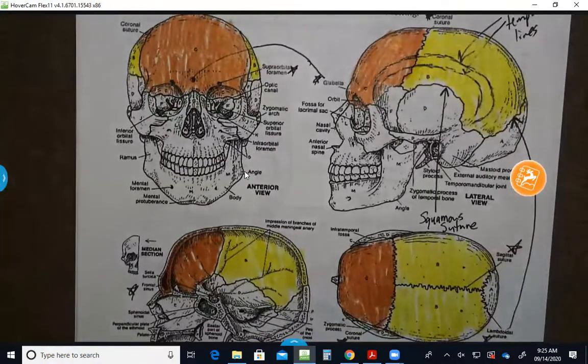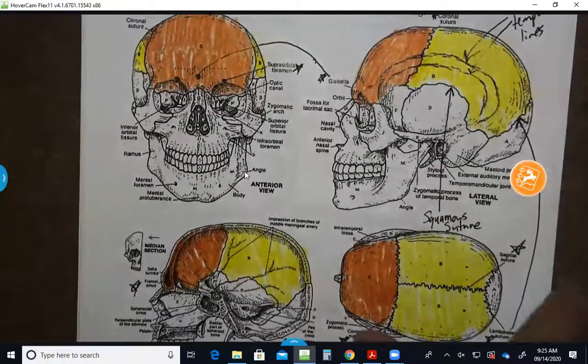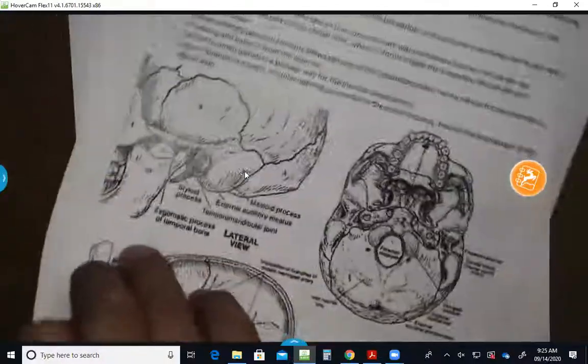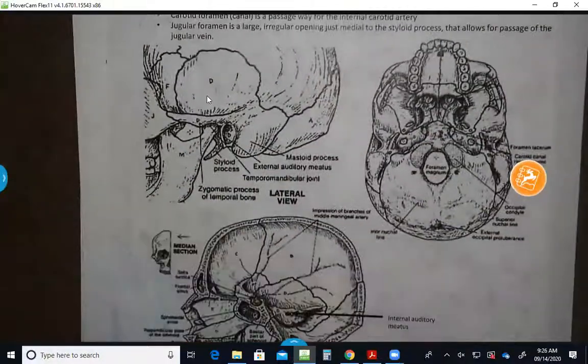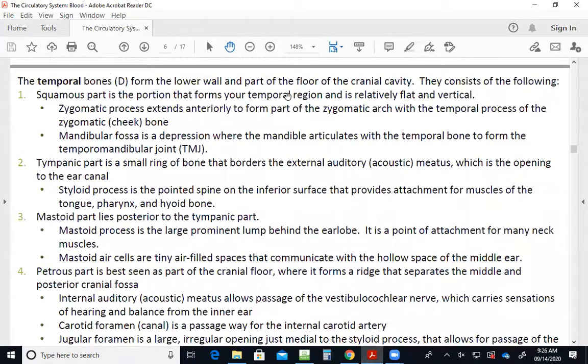Okay, so make sure you know these things for your exam. Questions on anything on this page? All right. Let's talk temporal bones.